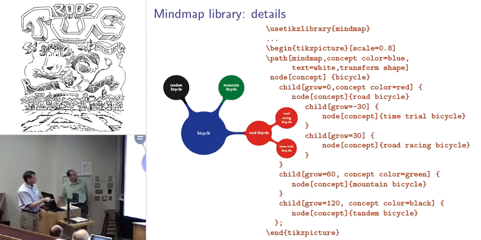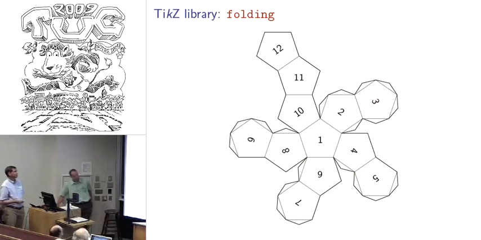And similarly, when you get to the road bicycle node, its two children are also growing, in this case, from negative 30 for the first and positive 30 for the second. There are many other options that you can use to make this a little bit more automated, but this gives you sort of a preview of some of the capabilities. Just for fun, there's a folding library that's part of TeX.